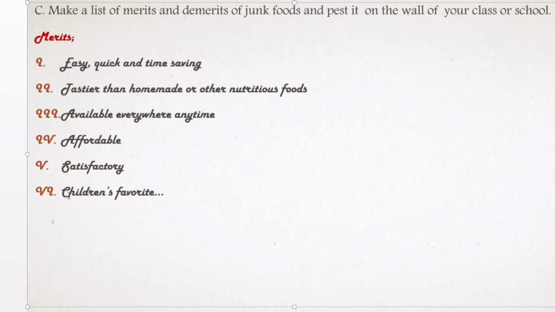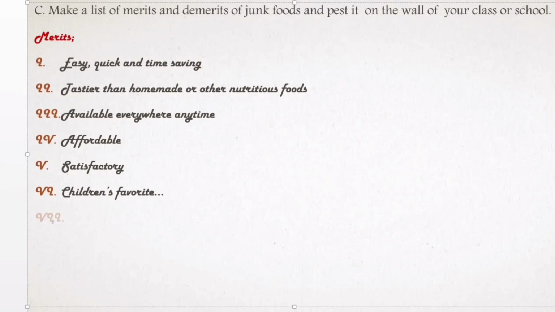Last but not least, children's favorite. You know, nowadays most of the children, not all, do not like homemade or nutritious or healthy food, but they like junk foods. They eat junk foods because they like and love them. And these are the merits.